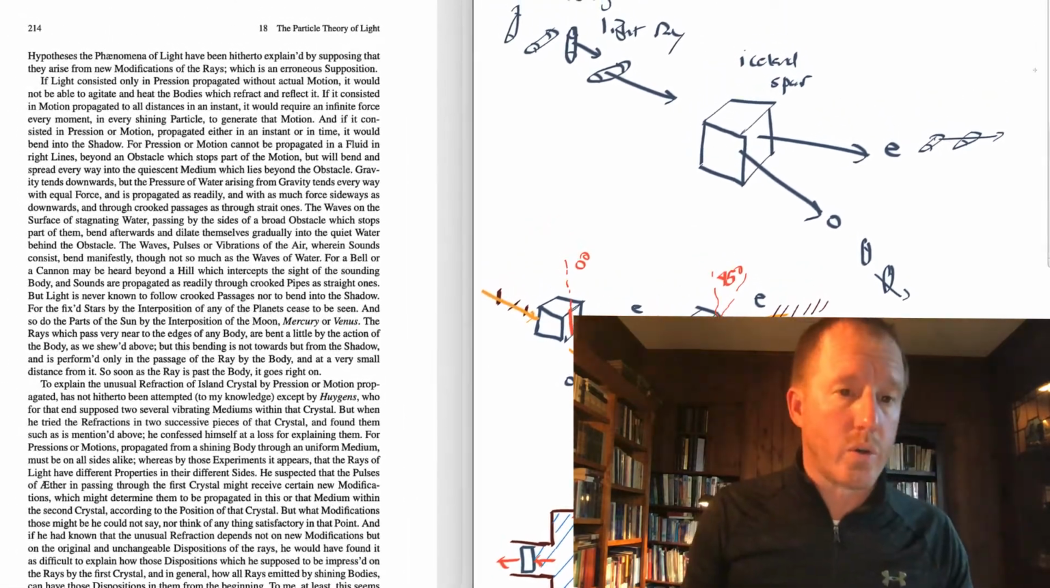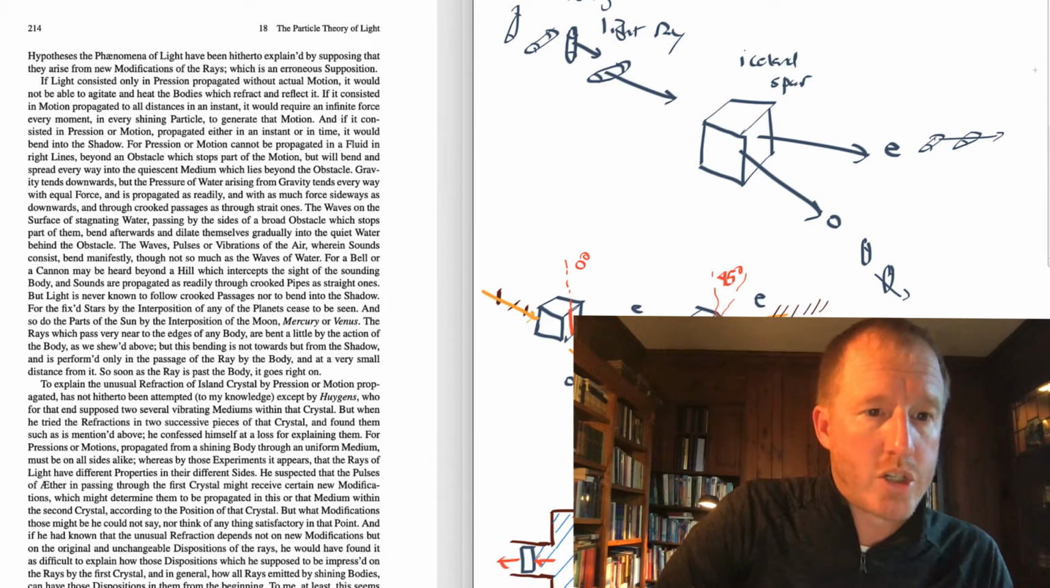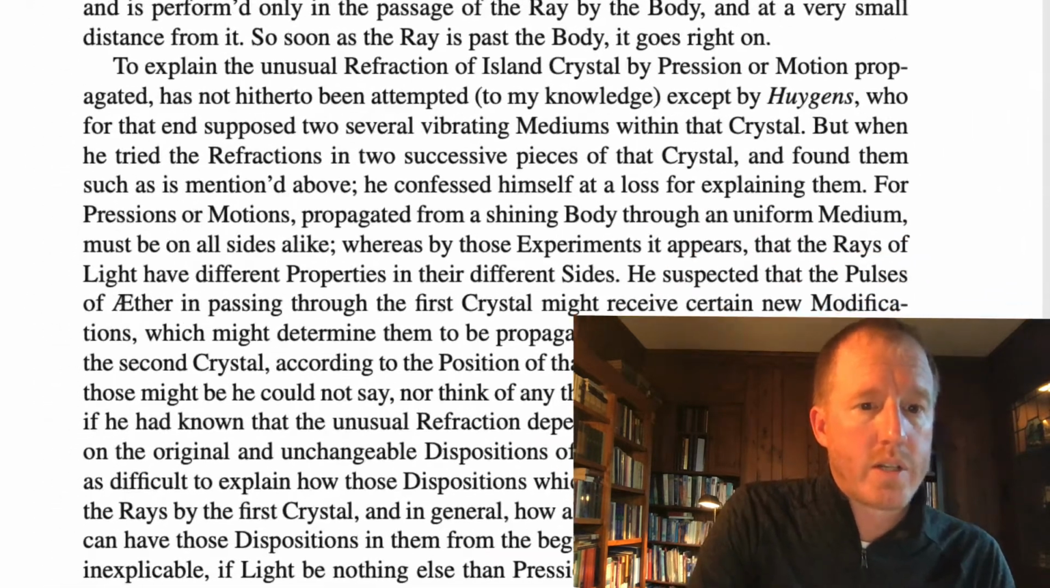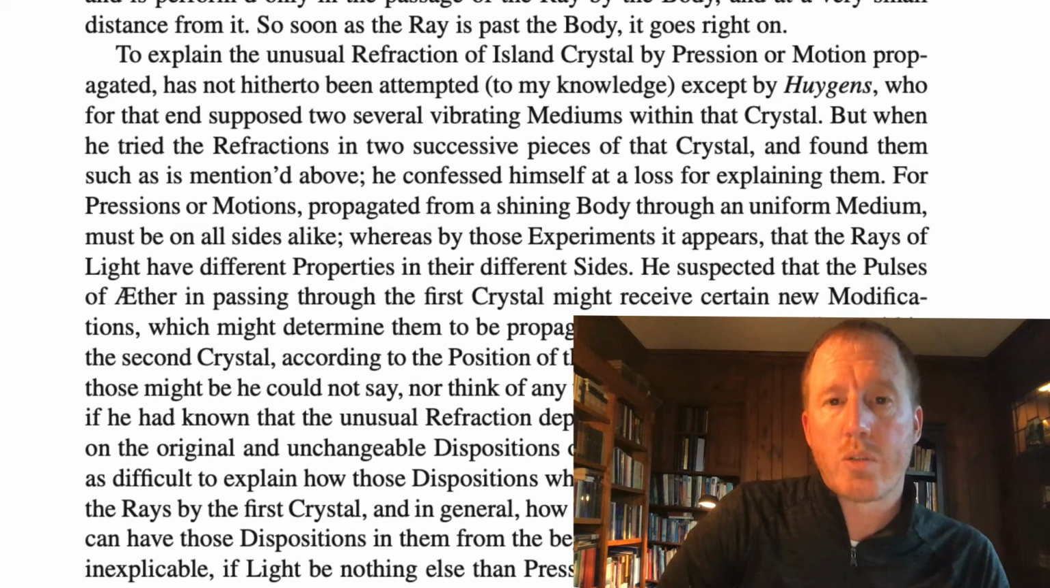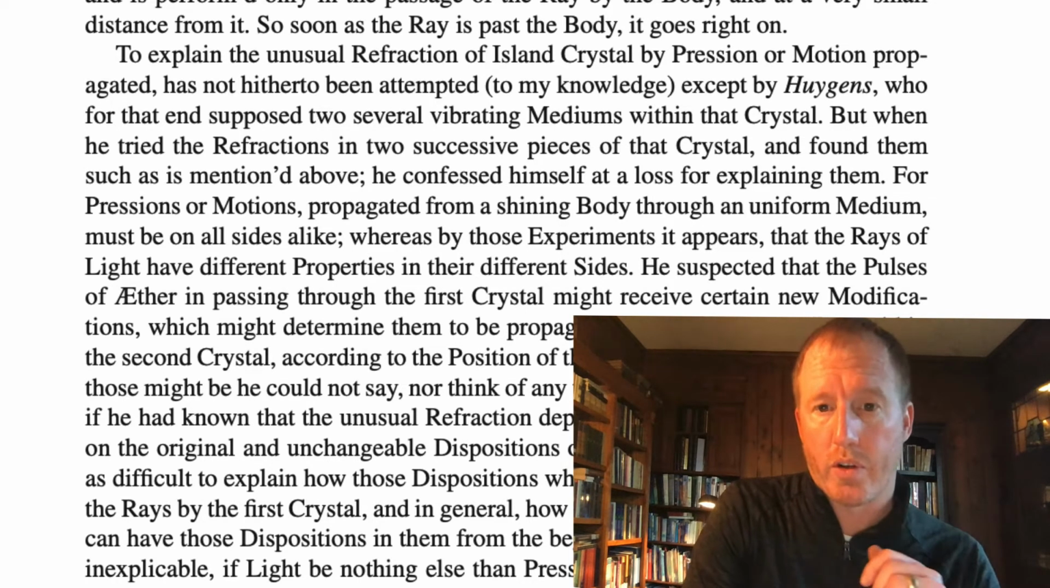Newton also criticizes Huygens on the last full paragraph on page 214, where he says even Huygens, when he's trying to explain the birefringence of Iceland spar, Huygens, because he doesn't believe in Newton's particle theory of light, he believes that light is a pressure.